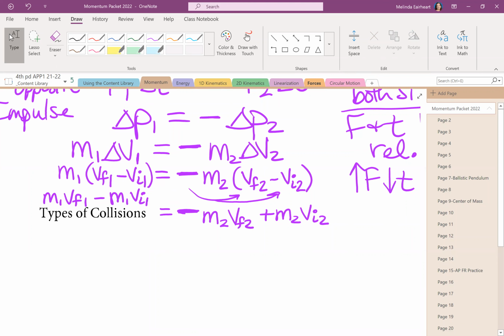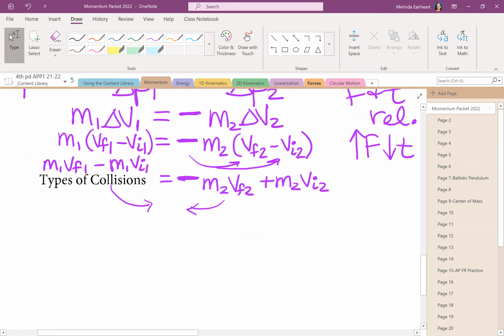So what if we add them to the other sides? And so I'll add the negatives to the other sides to make them positive. And so here's our next to last line. m1 vf1 plus m2 vf2 equals m1 vi1 plus m2 vi2.